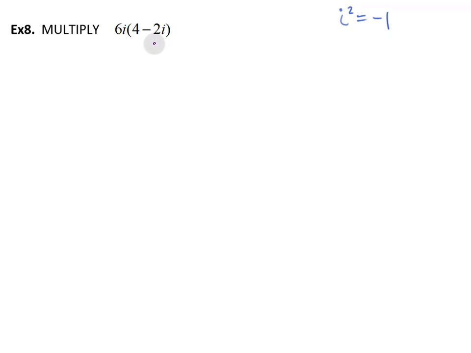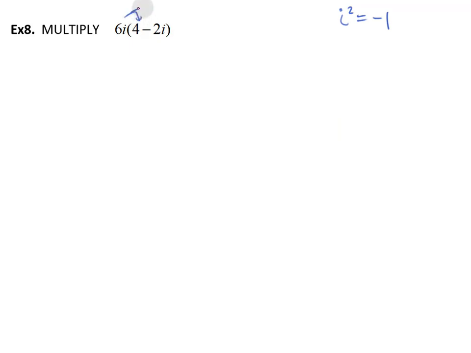You should never have a power of i bigger than 1 in your answer. I'll say that again. You should never have a power of i bigger than 1 in your answer. If you have an i squared, or an i to the third, or an i to the 17th, it is not simplified. i to the first should be the largest power of i in any answer.